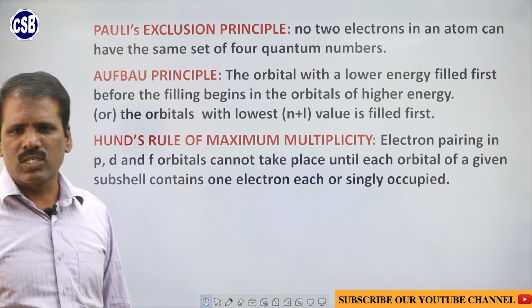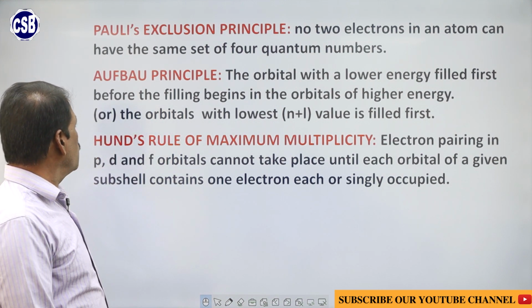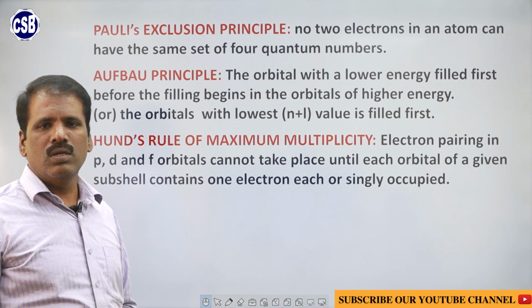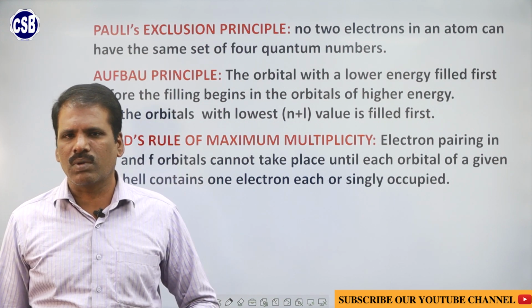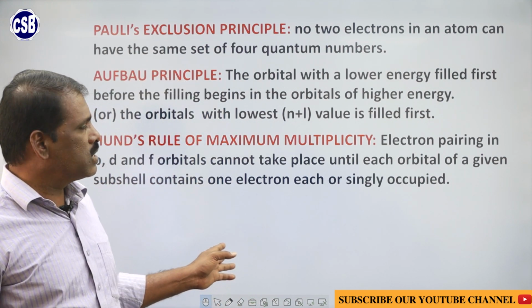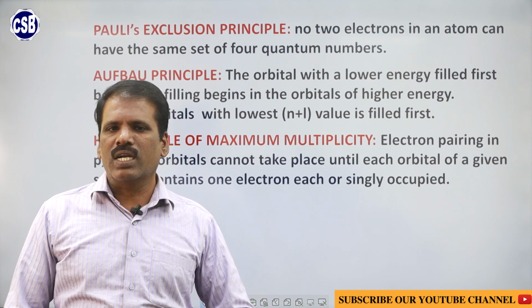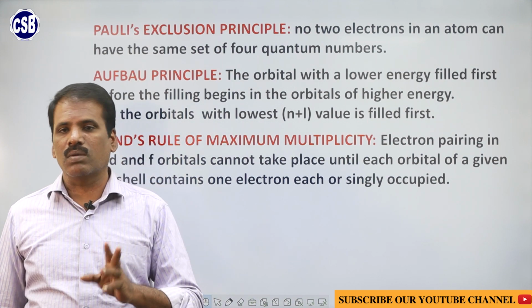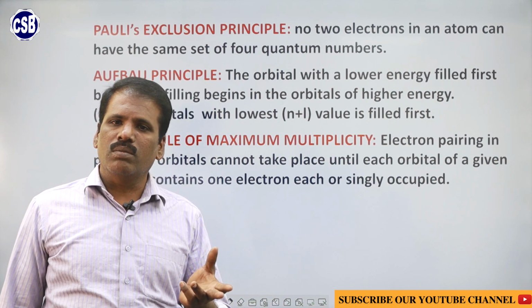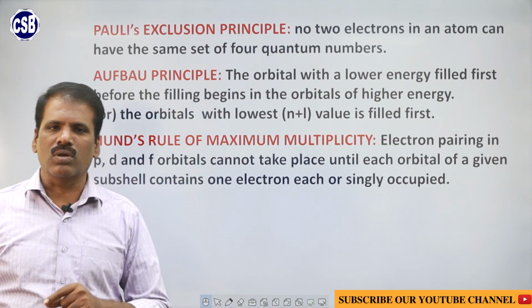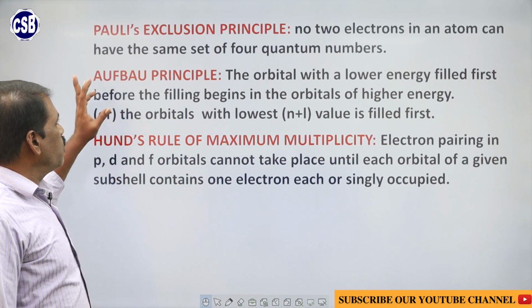So based on the electronic configuration, several principles were introduced. Among them, the first one is Pauli's exclusion principle, which says that no 2 electrons in an atom can have the same set of 4 quantum numbers. We have seen previously that there are 4 quantum numbers. If you take any 2 electrons in an atom, they never possess the same set of all quantum numbers. Three quantum numbers may be the same, but there should be a variation in the 4th quantum number. That is expressed by this principle stated by Pauli, so it is known as Pauli's exclusion principle.